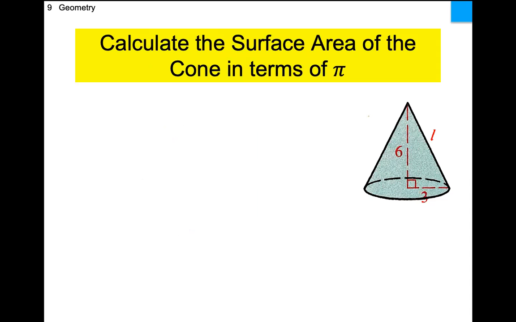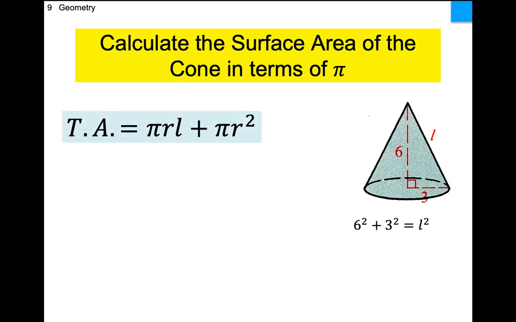It says calculate the surface area of the cone in terms of pi. So we're going to leave pi as pi. Well, let's see. Surface area, that's the total area. Total area is equal to pi RL plus pi R squared. We need the radius and the slant height. Look, we've got the radius and slant height. Just be careful, right? They could give you the diameter. Let's see. Radius is 3. The height is 6. We are missing the slant height.